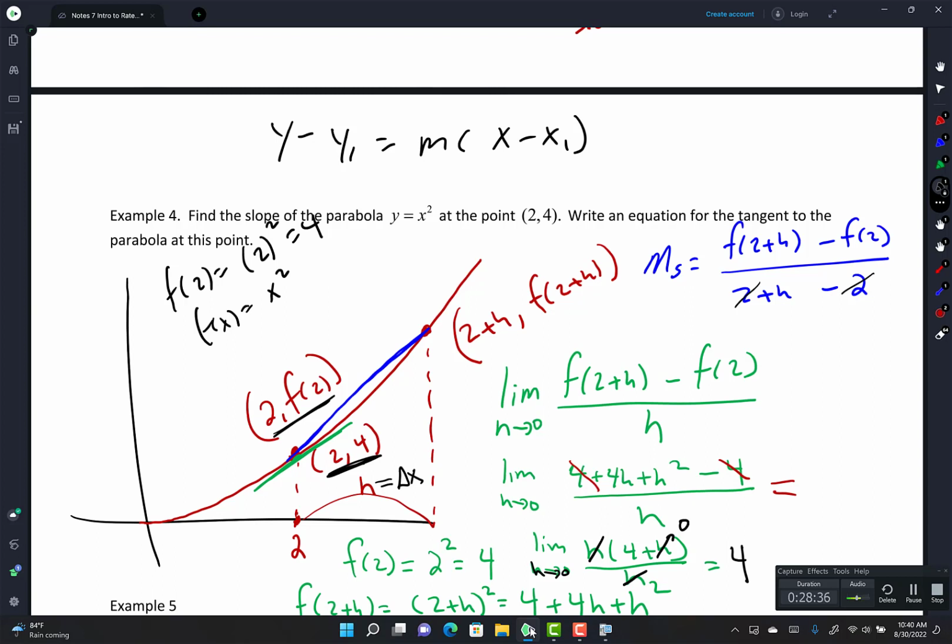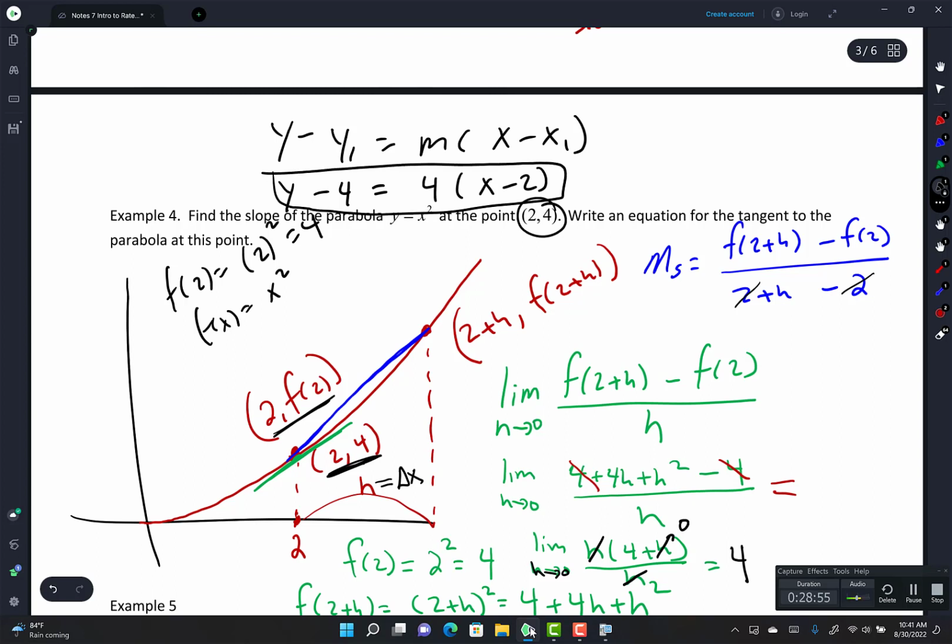By the way, you can leave it like this. This is a beautiful part about the AP Calculus exam. Do I have a point? Do I have a slope? You can leave it like this. Y minus 4 equals, the slope is 4, times x minus 2. Leave it alone, especially if you're prone to mistakes. Point slope form, x minus x1. The point is 2, 4. Yay or nay?